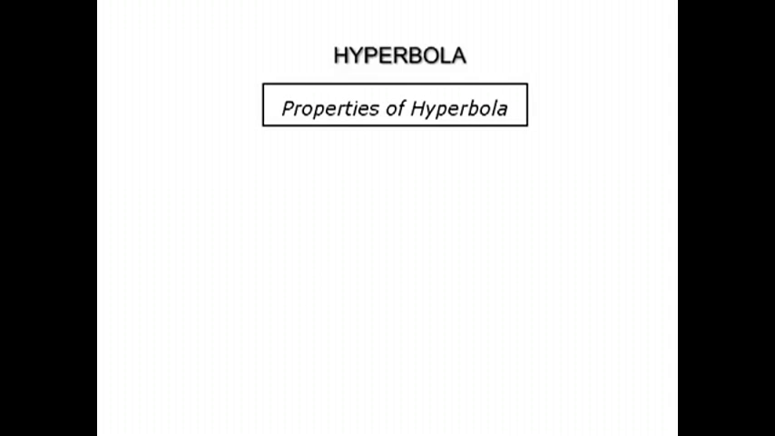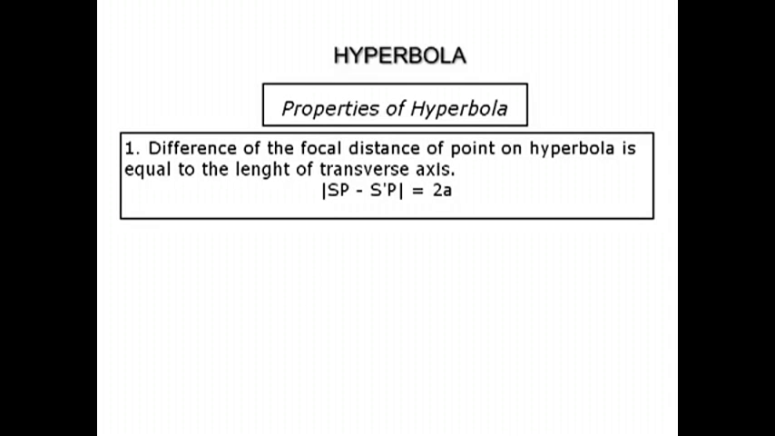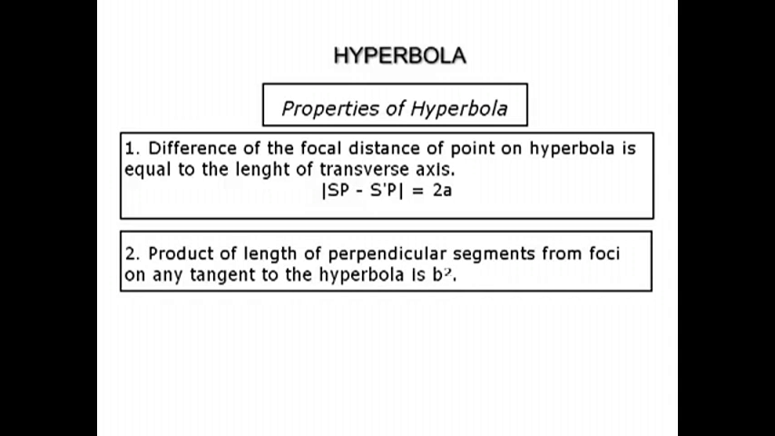Properties of hyperbola. Number 1. The difference of focal distances of a point on the hyperbola is equal to the length of transverse axis, that is mod of SP minus S dash P equal to 2a. Second, the product of lengths of the perpendicular segments from the foci on any tangent to the hyperbola x square upon a square minus y square upon b square equal to 1 is b square.